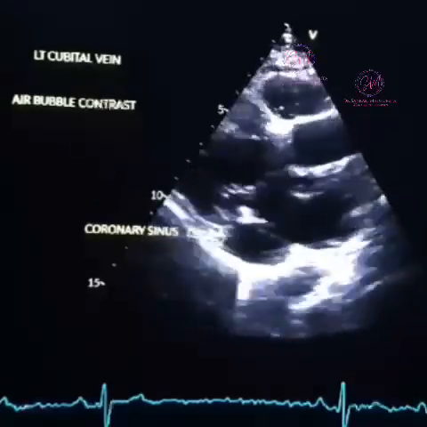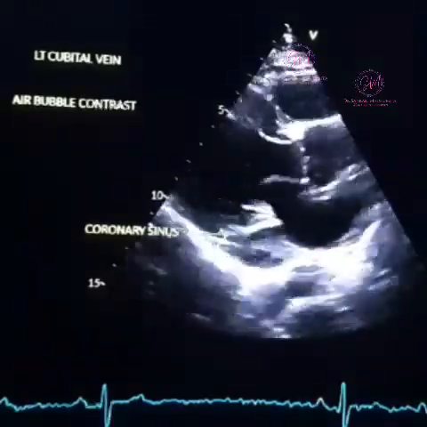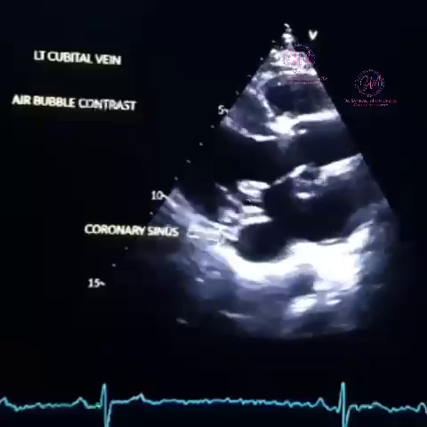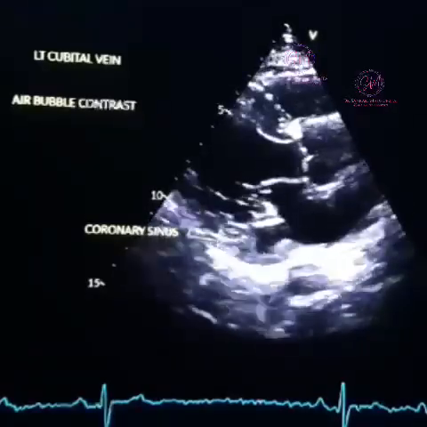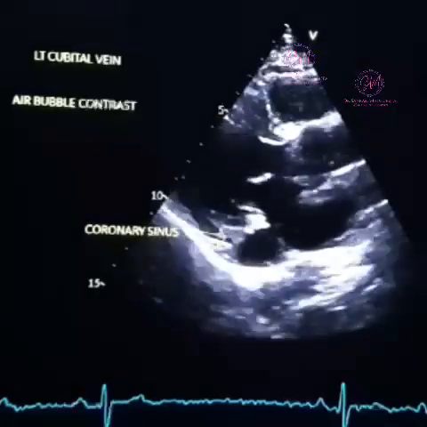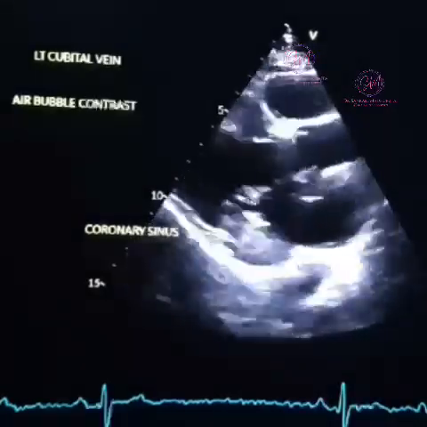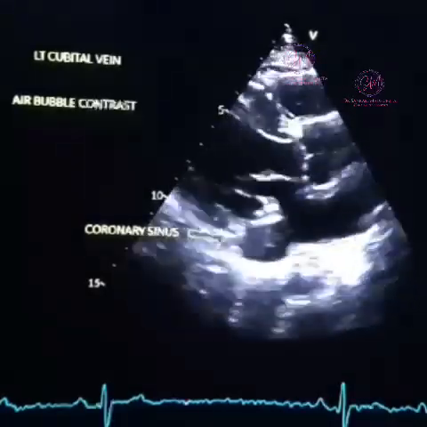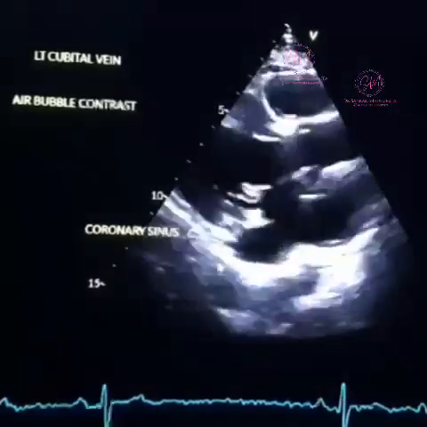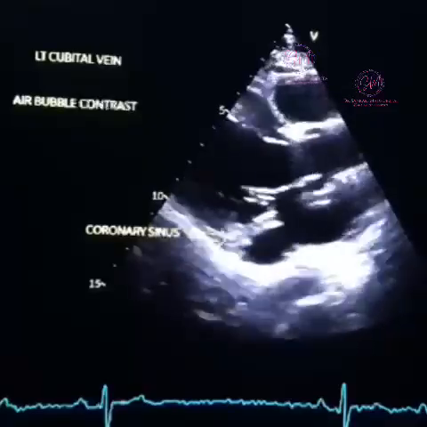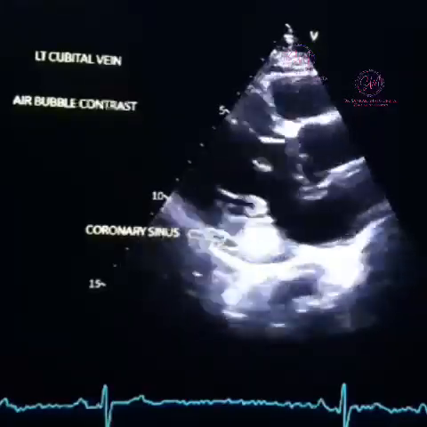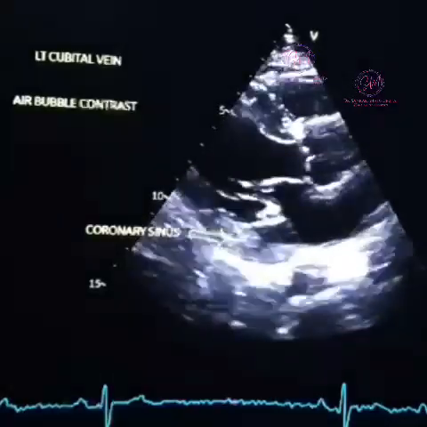Now we are going to do an air bubble contrast study. We have pushed saline air bubble agitated contrast into the left cubital vein, and it quickly fills up the coronary sinus. As you can see in this picture, the coronary sinus is getting filled up.